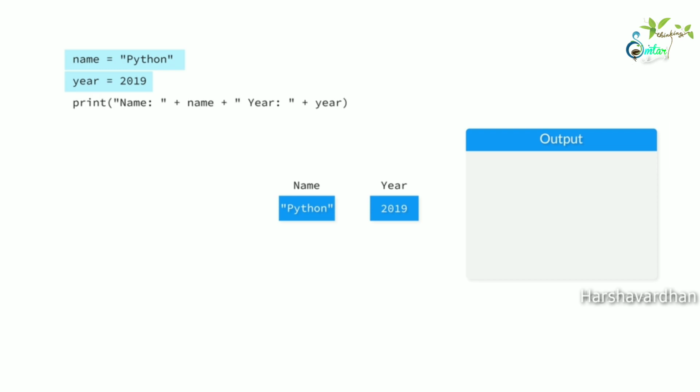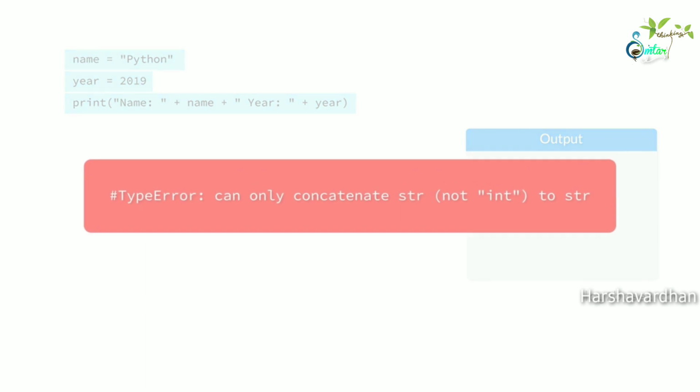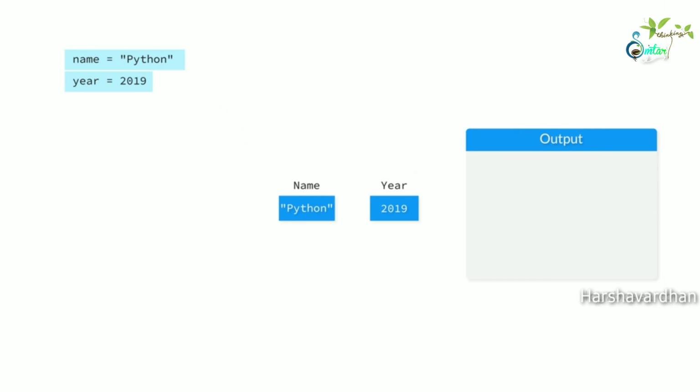Another method is concatenating using the plus sign. So we can concatenate string and variable. Let us concatenate the string name and variable name, and the string year and variable year. Will we get the correct output here? No, we will get a type error. Why was that? It is because year is an integer type. In Python, we cannot concatenate a string and an integer, so we need to typecast it into a string first. So typecast here into a string type. Now we will get the output correctly.